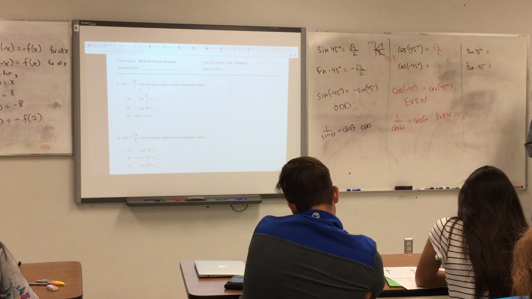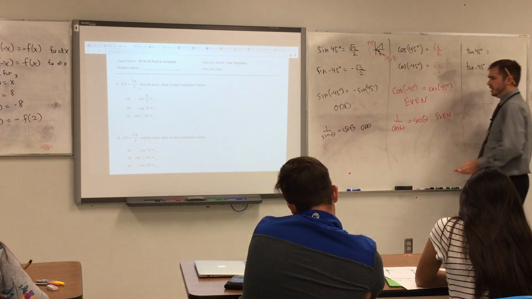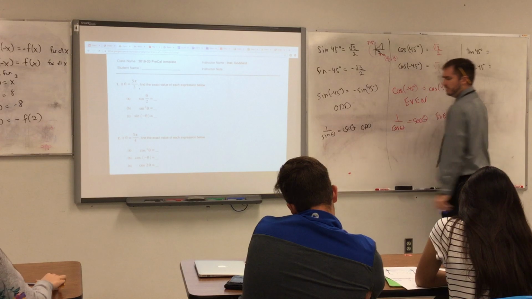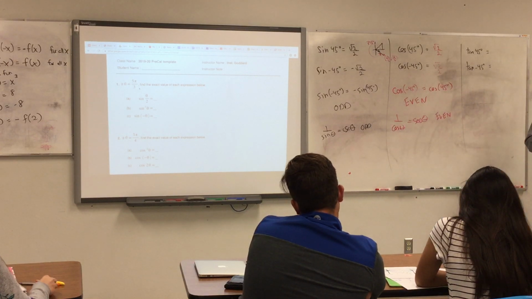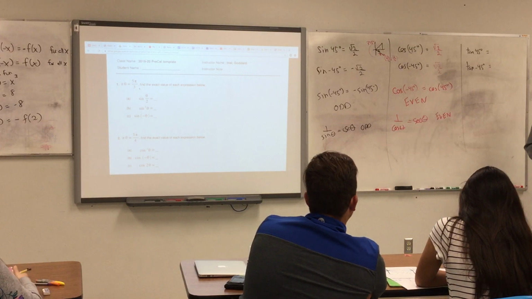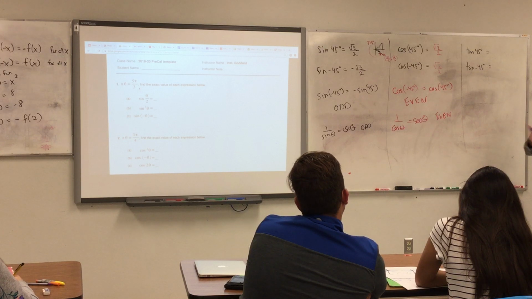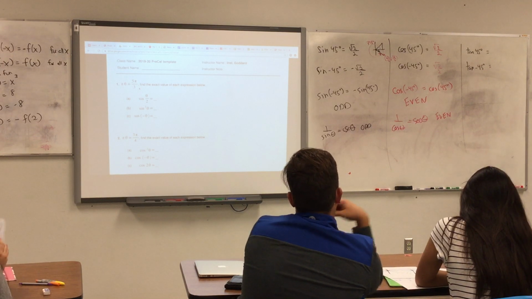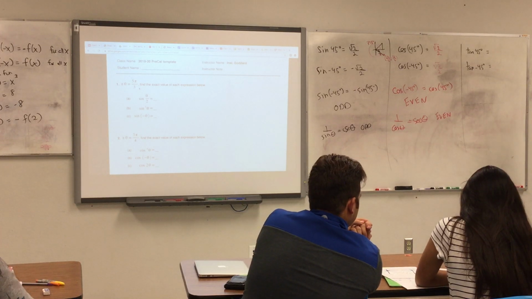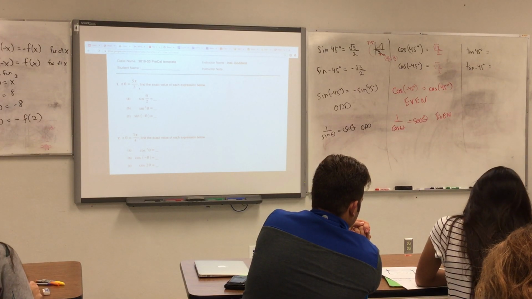There is a possibility, by the way, class, in case you're curious, of a function being neither odd nor even. But in our case, with these trig functions, they're all either odd or even. But there is a third choice, like none of the above, and that happens sometimes.